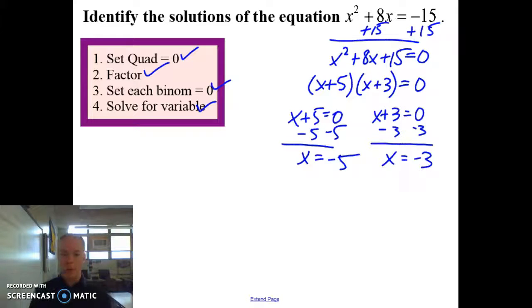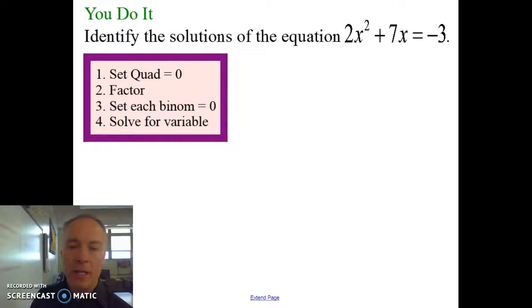So as you can see in both examples, -5 squared is 25, minus 40 equals -15. In -3, substitute that in for x. -3 squared is 9, minus 24 is also -15. Now it's your turn. You do it. Pause the video and see if you can solve this quadratic equation by factoring.